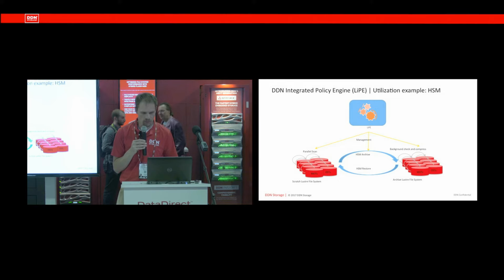So an example of where we could use LIFE is in an integrated HSM. So doing a parallel scan of the MDTs in parallel if you're utilizing DNE, providing a target list, and then handing that off to our parallel data copy tools to move data from the Lustre file system off into an archive.